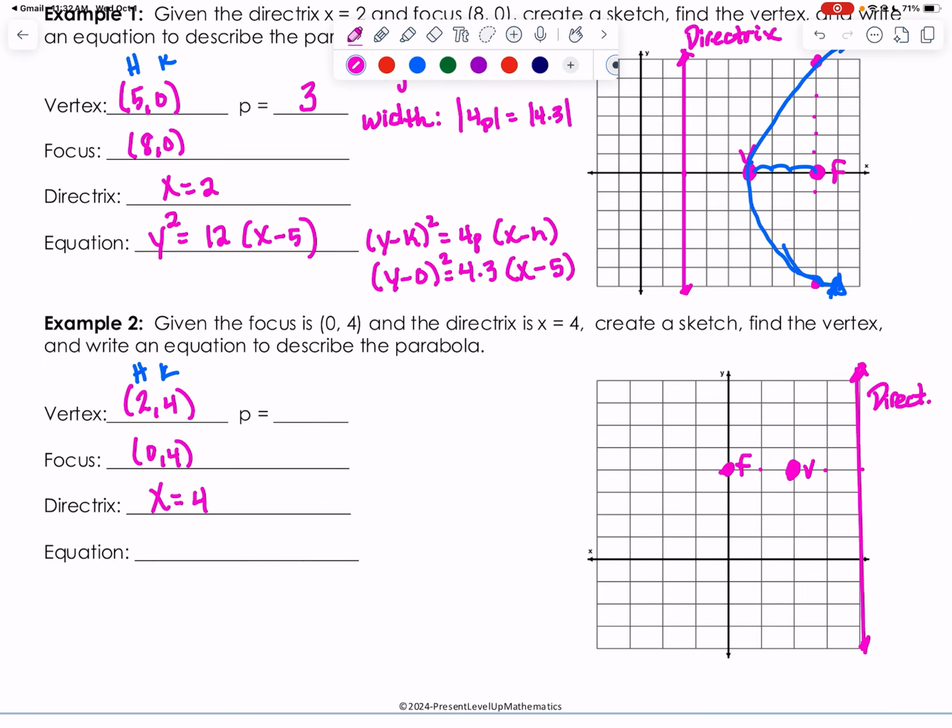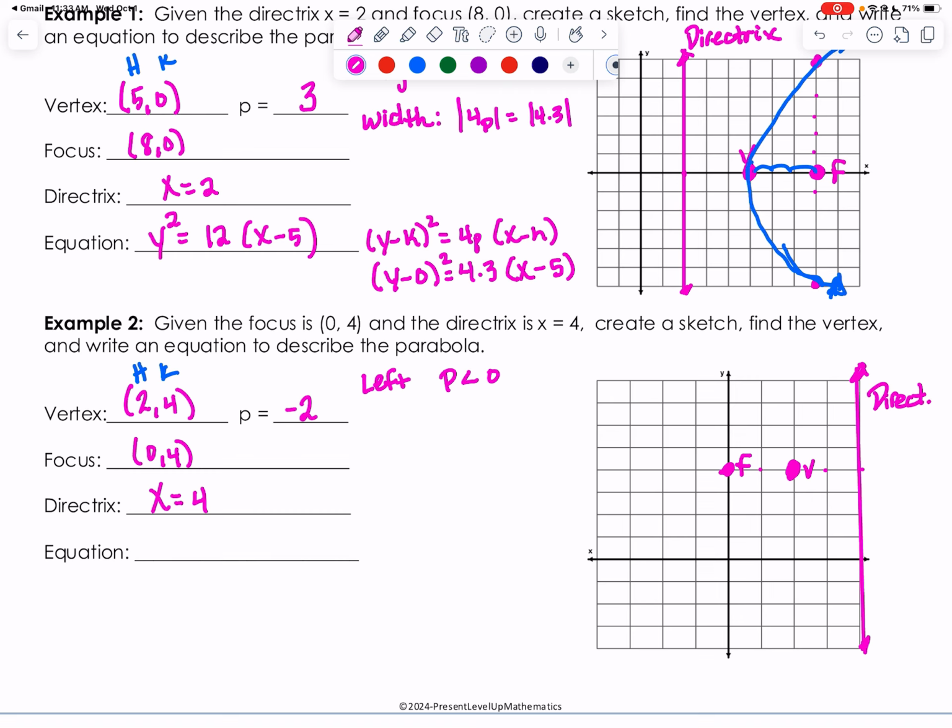All right, now let's talk about which direction this parabola is going to open. It's always going to open towards your focus. So that means this parabola is opening to the left, which means the value of p must be less than 0, or negative. All right, so what's the distance from the vertex to the focus? So p would be negative 2.